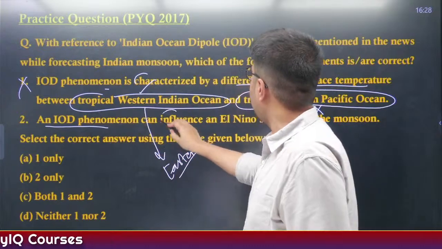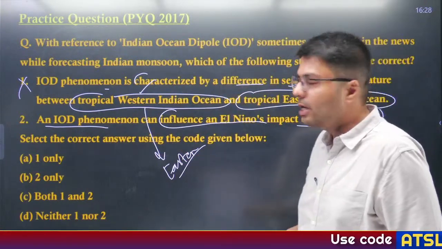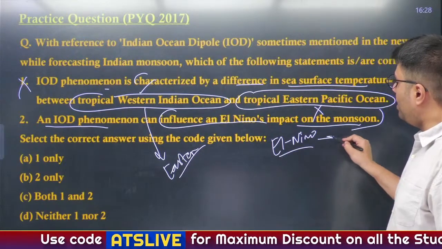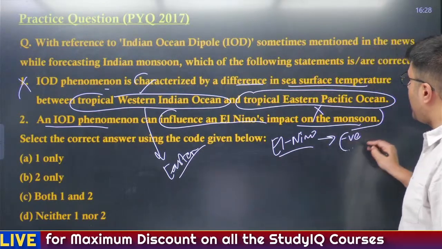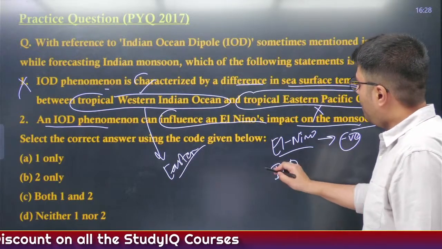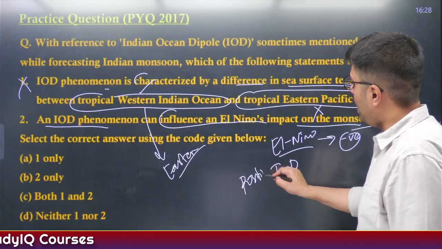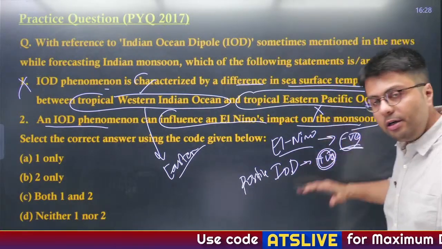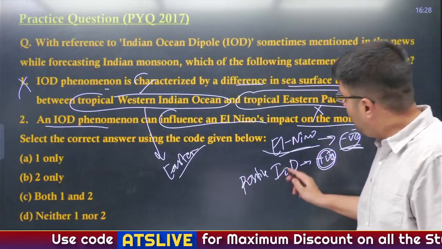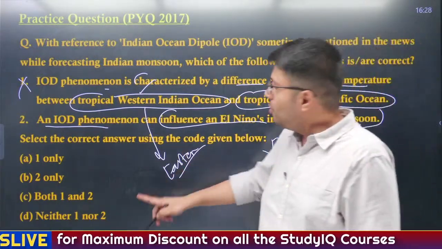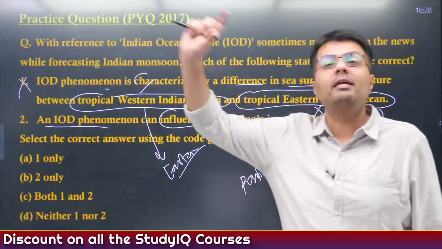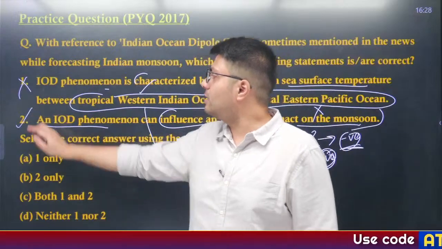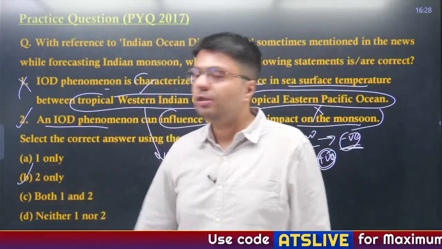An IOD phenomenon can influence El Nino's impact on monsoon, right? So, suppose there is an El Nino condition in the Pacific Ocean, how will it impact India's rainfall? It will negatively impact India's rainfall. However, if there is a positive IOD, it will positively affect India's rainfall. So, India's rainfall will not reduce as much because of El Nino, because other conditions are positive, right? This is how an IOD phenomenon can exacerbate the conditions of El Nino, or it can compensate for El Nino also. Both ways it is correct. So, the second statement is right. Therefore, the correct answer to this PYQ is option B.